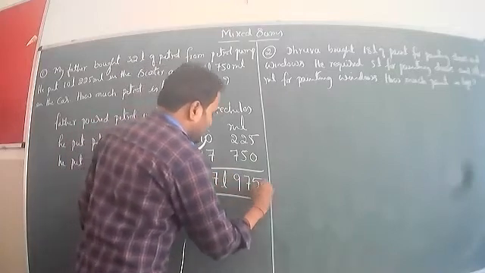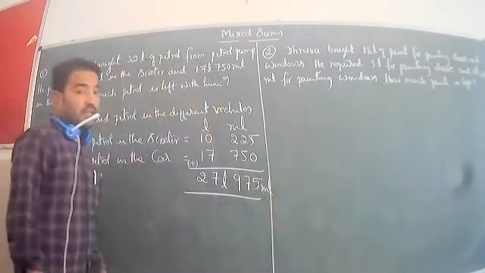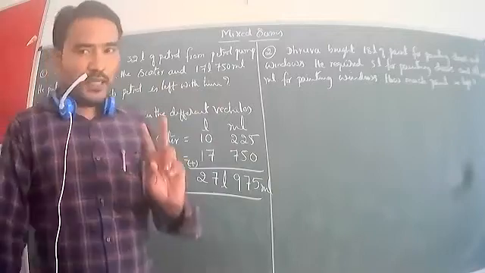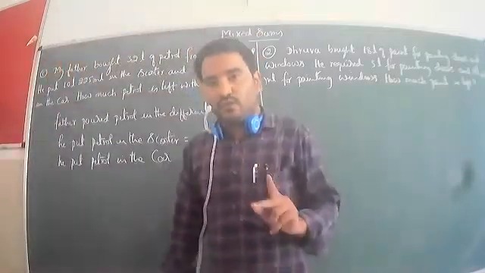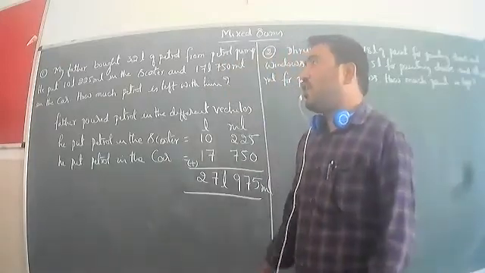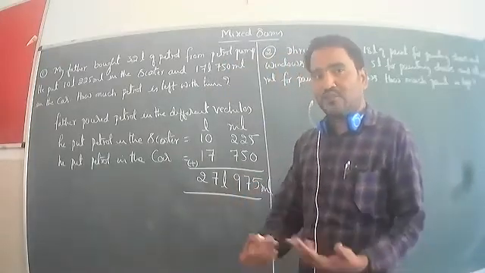liter 975 ml of petrol he poured into the vehicles. So two vehicles. Which are the two vehicles? Scooter and car. Then the question is, how much petrol is left with him?